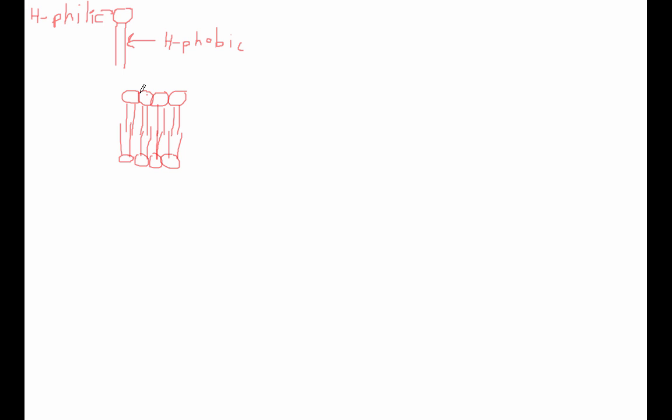Now, an important part of this is that now that we have the hydrophilic portion on the outside and the hydrophobic inside, and remember we have water out here, this makes this membrane itself soluble in the water, and that's important. And it's soluble because it's interacting with the water now.